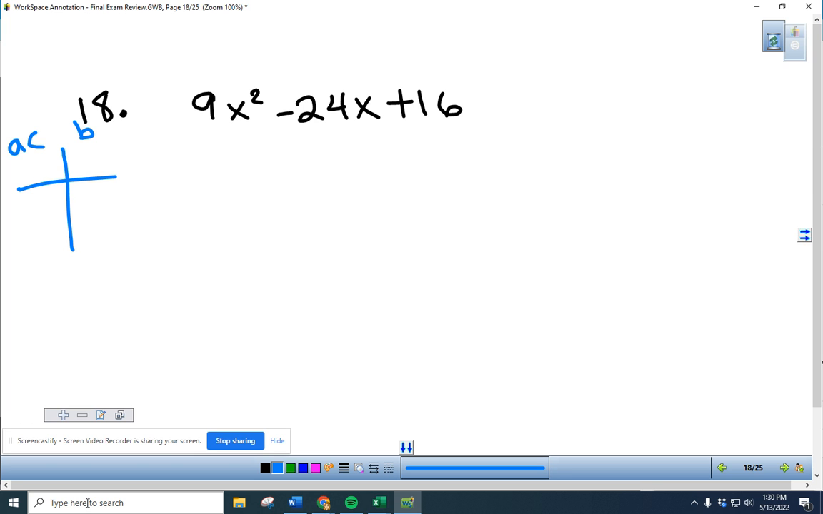For this problem, you can't really do the quadratic formula because it doesn't have an equal sign. You also can't really do completing the square because it doesn't have an equal sign. So what we're going to do is figure out what two numbers multiply together to get 9 times 16. I actually have a calculator now. And 9 times 16 is 144.